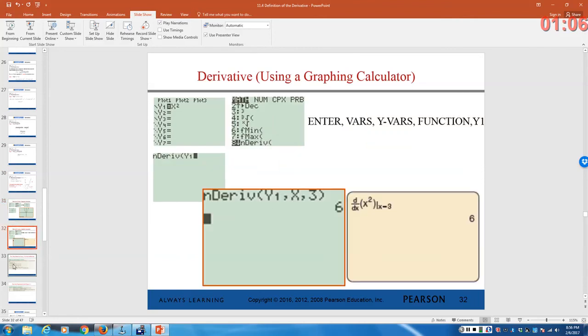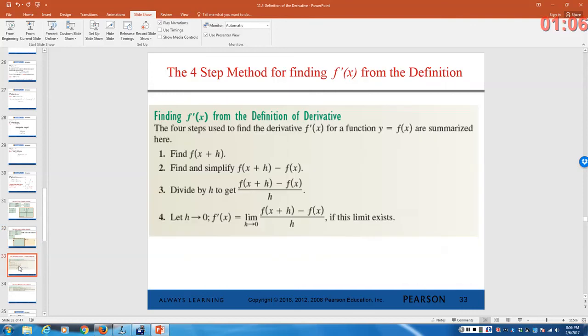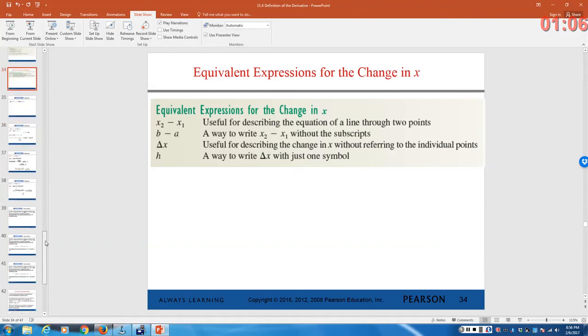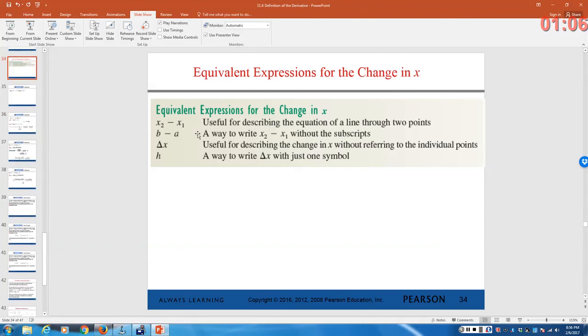And this is the slide we already looked at. So this is just a summary of the rules for finding f prime of x from the definition, and I will probably put that on your formula sheet. So equivalent expressions for saying the change in x is x2 minus x1, or b minus a, or delta x, or h, which is a way to write delta x with just one symbol, the change in the x values.